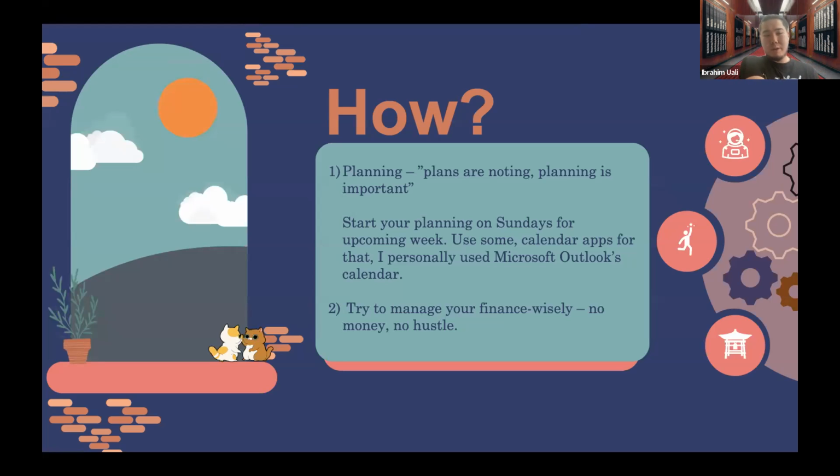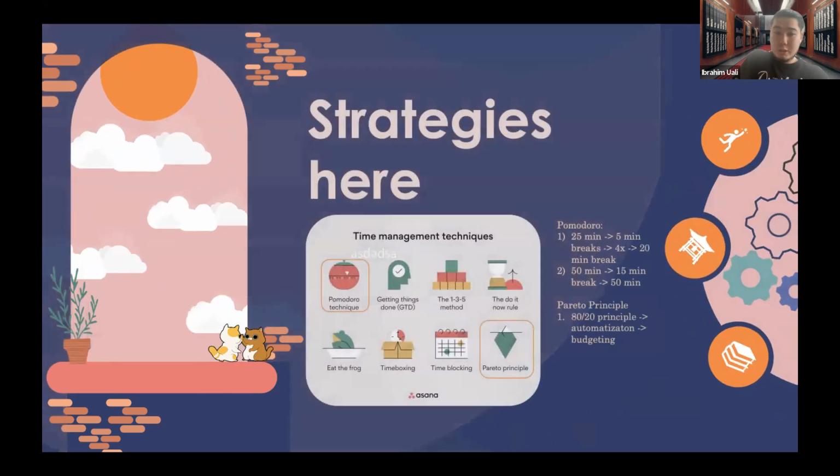if we had unlimited budgets and money, it would be very easy for us to work and to study and everything. But we live in a finite world. That's why try to do it wisely. I'll share some of my thoughts about how I do that later. So from how, we can go to strategies.